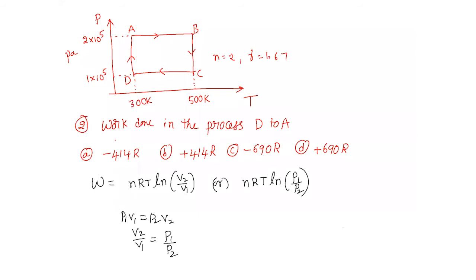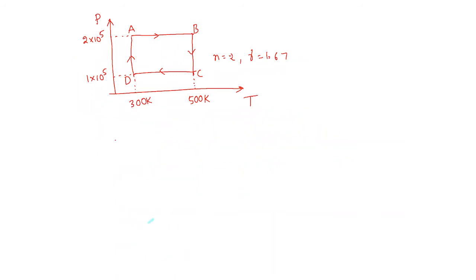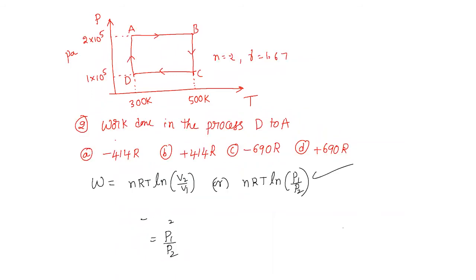P1 is the initial pressure in that process, P2 is the final pressure. So we are going to use the second formula. Mutaya, understood? Number of moles, 2. R. Temperature is constant, 300 Kelvin. 300 Kelvin ln P1 by P2.